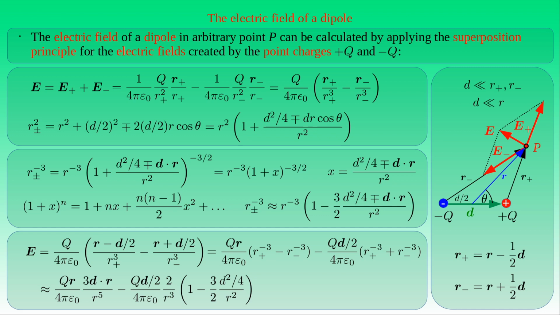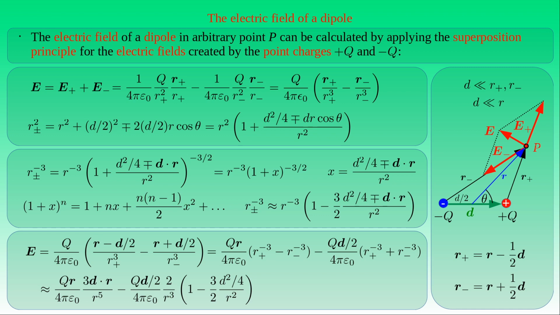The approximation of the first term in the right-hand side gives q times the vector r over 4 pi times epsilon naught, times the ratio of 3 times the dot product of the vectors d and r to r to the 5. The approximation of the second term can be written as minus q times the vector d divided by 2 over 4 pi times epsilon naught, times 2 over r cubed, times 1 minus 3 over 2 times d squared divided by 4 over r squared.